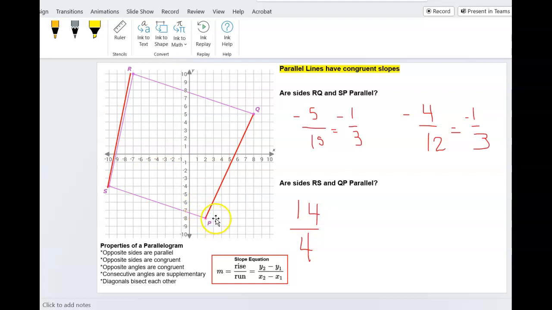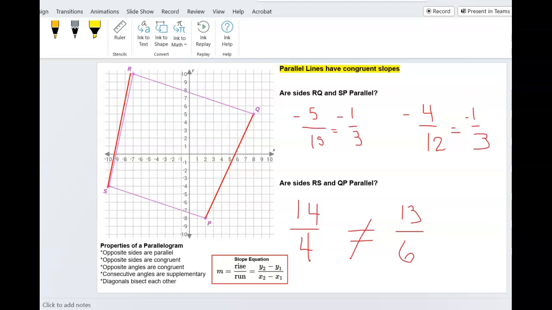So 1, 2, 3, 4, 5, 6 in the X direction, and 1, 2, 3, 4, 5, 6, 7, 8, 9, 10, 11, 12, 13 in the Y direction. So we have 13 over 6, which also does not simplify easily, and those two are not equal to each other, so those lines are not parallel. So we have one set of parallel lines in this image, and again, that should be review.